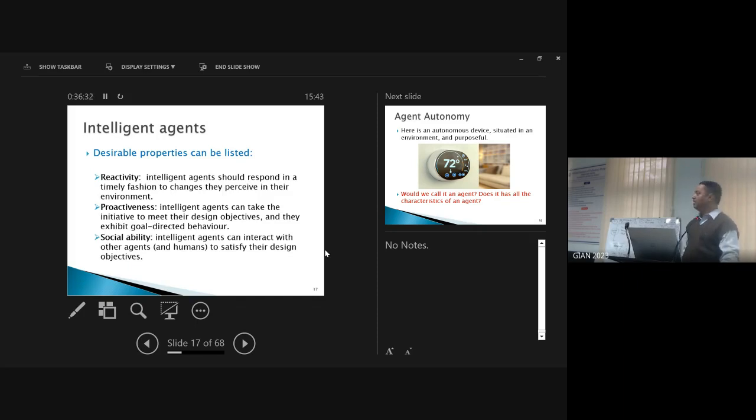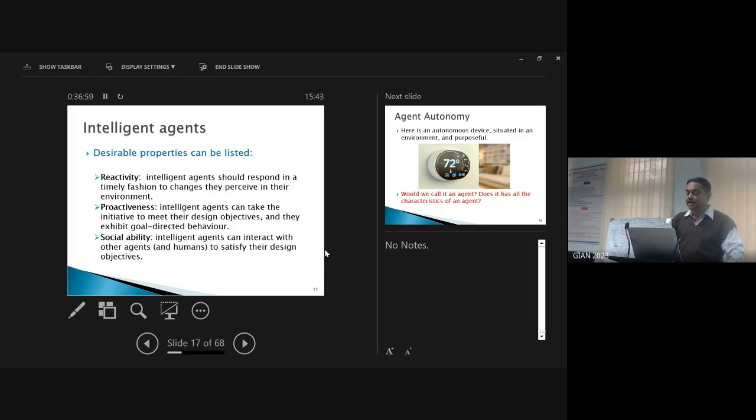The other thing can be, I need this thing and he is bringing that. So one is reactive, another is proactive. The proactive behavior can be based on the knowledge base, based on past experience. The third one is social ability.